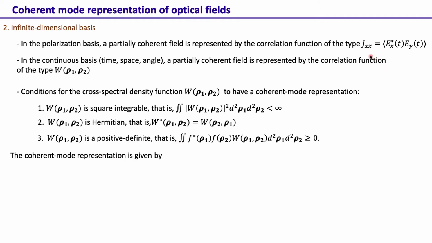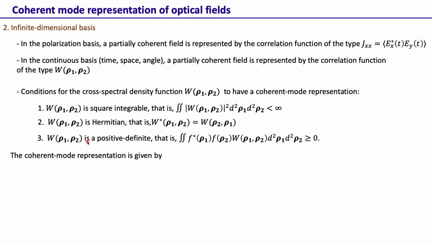Here we can also see the Jxx. It's easy to see the Jxx when we write it this way. So this is a matrix element of a matrix J. Similarly, W(rho 1, rho 2), we can also see as a matrix element of an infinite dimensional matrix, characterized by these indices rho 1 and rho 2. So in that sense, we can also see this coherent mode representation as essentially the diagonalization.